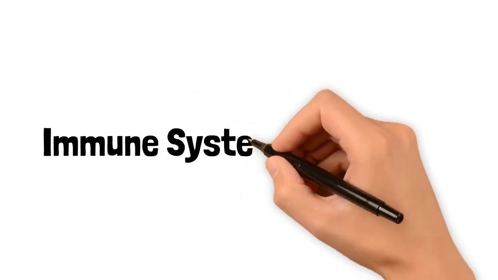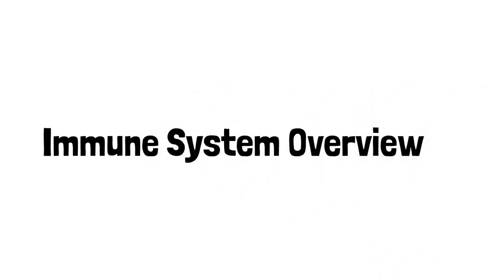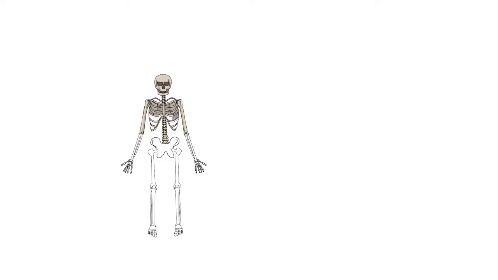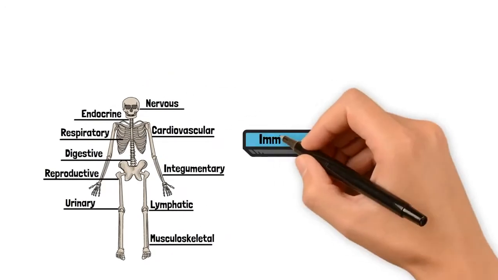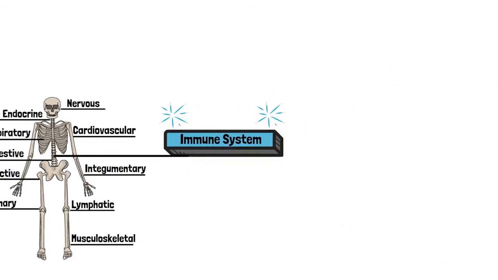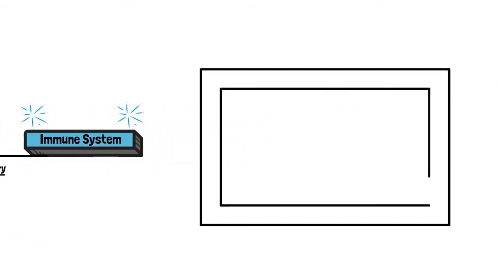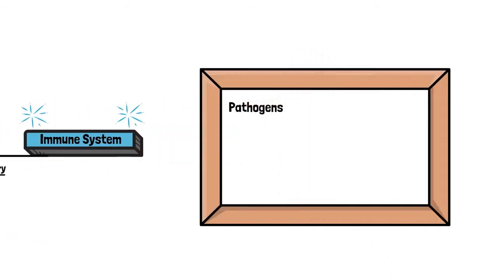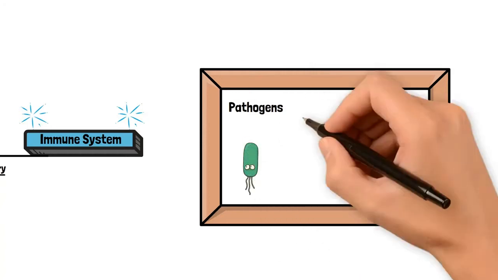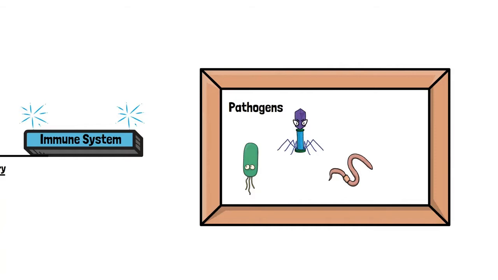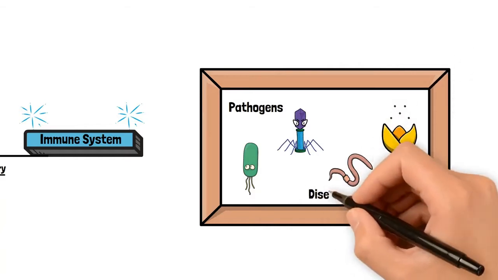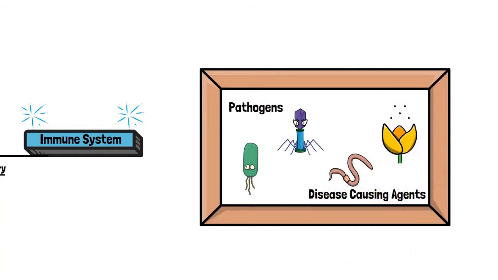This video is on an overview of the immune system. The immune system is one of the 11 body systems in the human. It is a complex and complicated system with many working parts. Part of the reasoning for this is that pathogens come in many different forms, from bacteria and viruses, worms and parasites, toxins, and even such innocuous things such as pollen and peanuts.